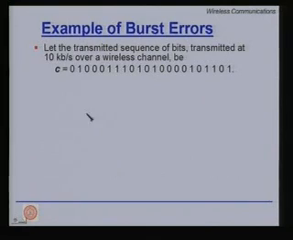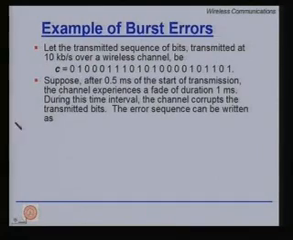Let us take a small example. Let a sequence of bits be transmitted at 10 kilobits per second over a wireless channel. Suppose after 0.5 millisecond of the start of transmission, the channel experiences a fade of duration 1 millisecond. Now, we have already devised mathematical tools to predict the average duration of fade. Let this be a measured quantity, 1 millisecond. So, during this time interval, the channel corrupts all the transmitted bits.